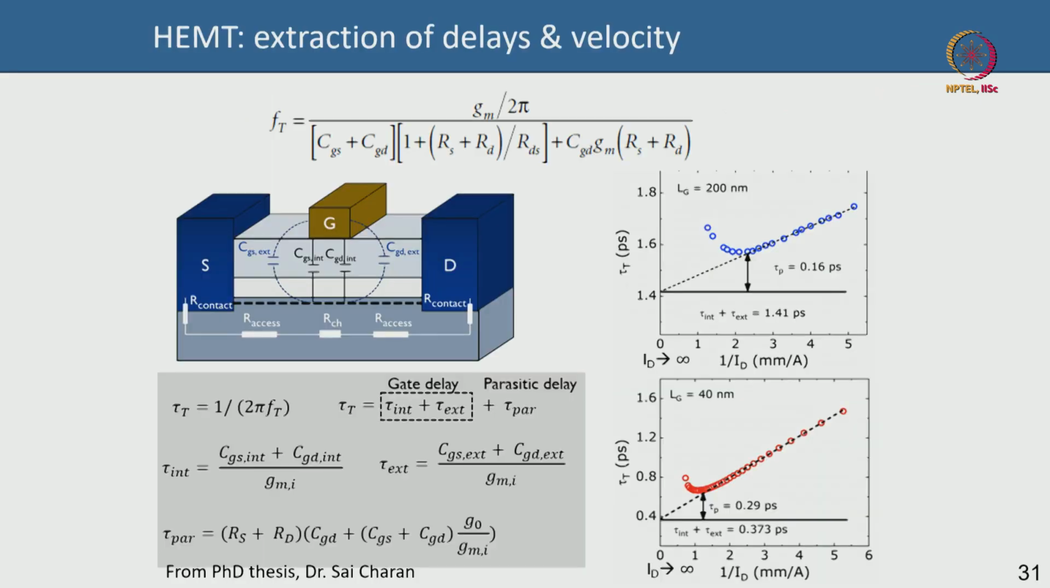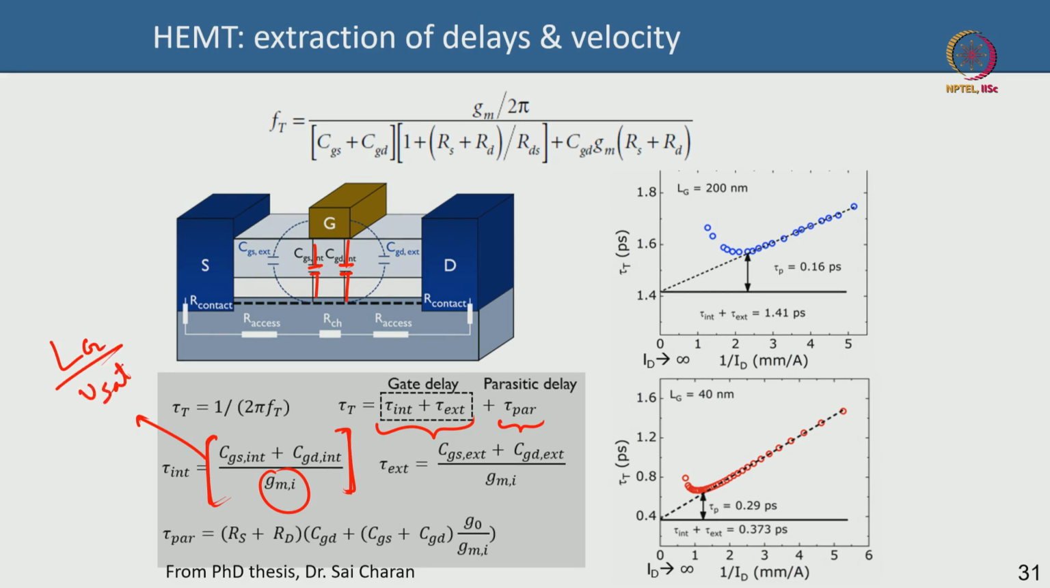This slide might look a little busy, but we can go step by step. As I said, gate delay is intrinsic plus extrinsic delay, then there is parasitic delay. Now, what is intrinsic delay? Intrinsic delay is basically the time taken by the electron to travel below the gate, which I said is Lg divided by Vsat. It is also expressible as this quantity: the intrinsic gate-source capacitance plus the intrinsic gate-drain capacitance, which you add together because they are in parallel, divided by the intrinsic gm, the transconductance of the device. This gives you the intrinsic delay, which is also equal to Lg by Vsat.